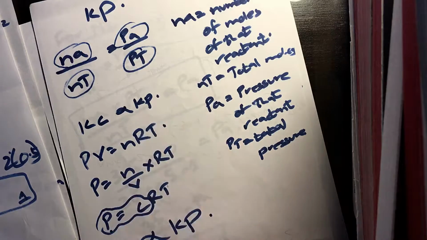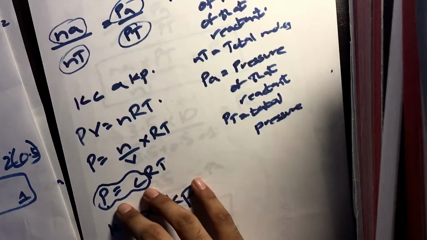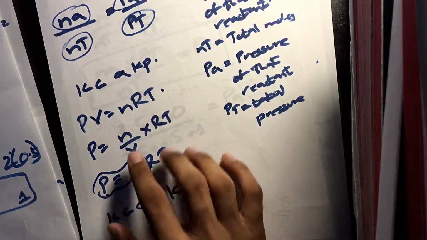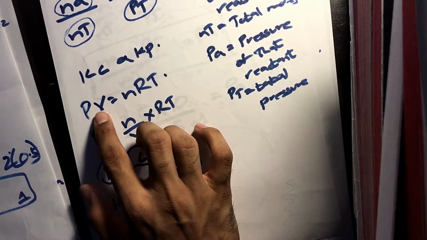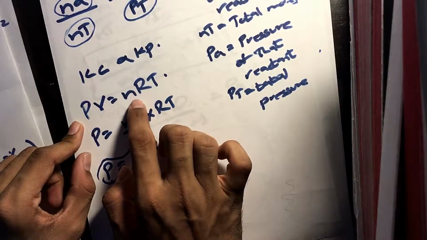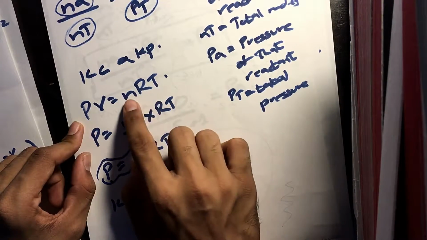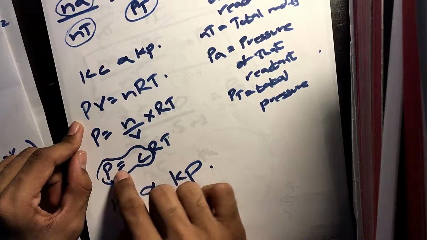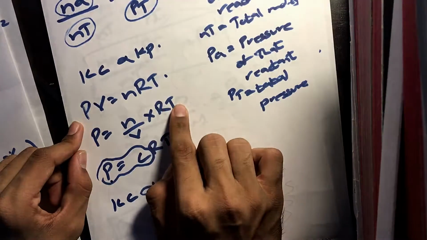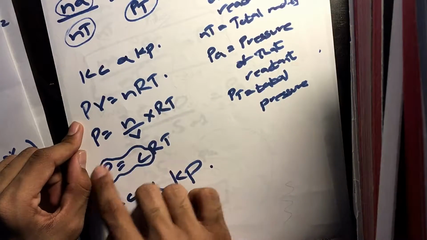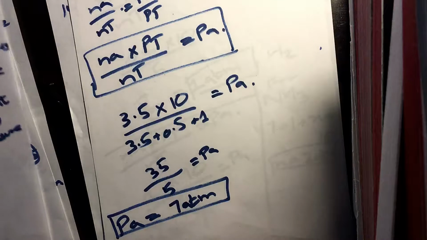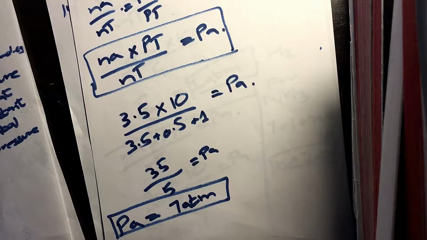Kc is directly proportional to Kp. How do we prove this? Okay, PV is equal to nRT. That we know is the general gas equation. So if we shift volume underneath, it becomes nRT over V. So n over V is concentration basically. So P is equal to CRT. Since R and T are already constant, P is directly proportional to C. Hence proven.